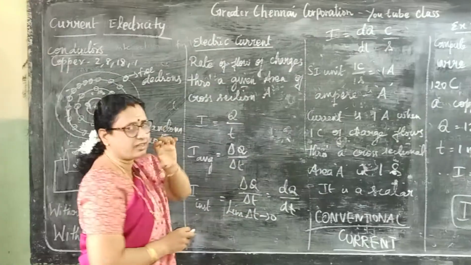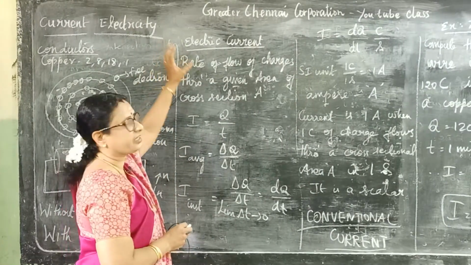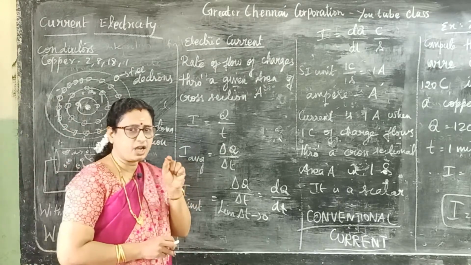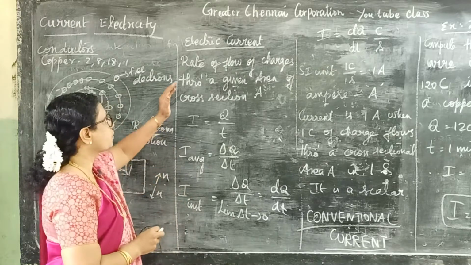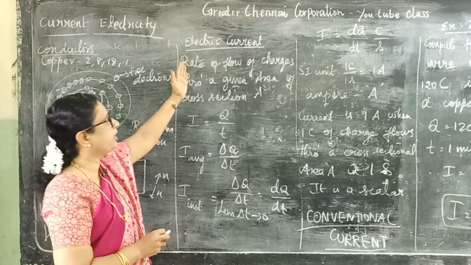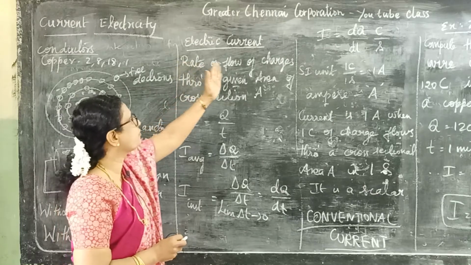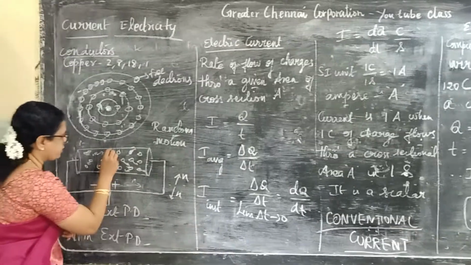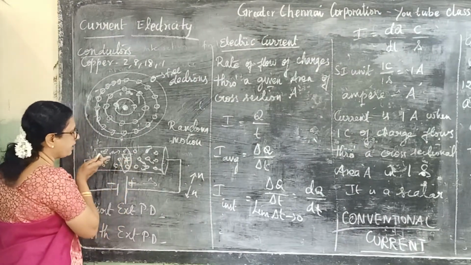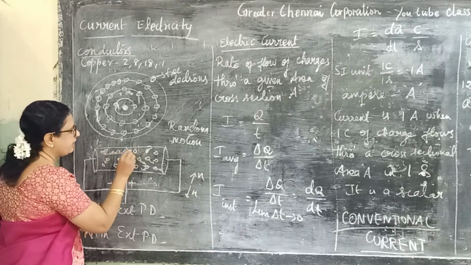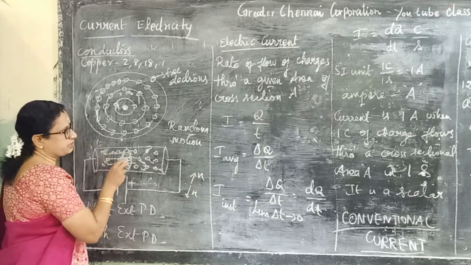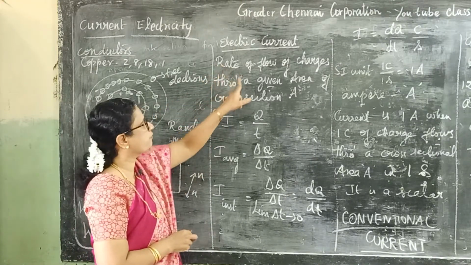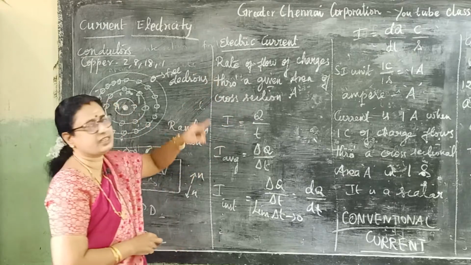Now let us define this electric current. As we all understood now, electric current is only because of the flow of charges, that is, electrons. So the electric current can be defined as the rate of flow of charges through a given area of cross section. If you consider this is the area of cross section A, the number of electrons crossing normal to this area is defined as the electric current.